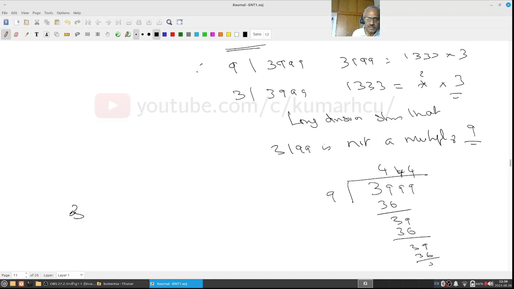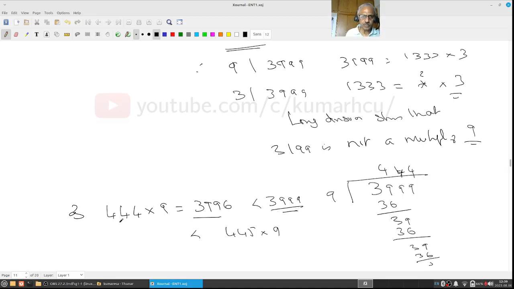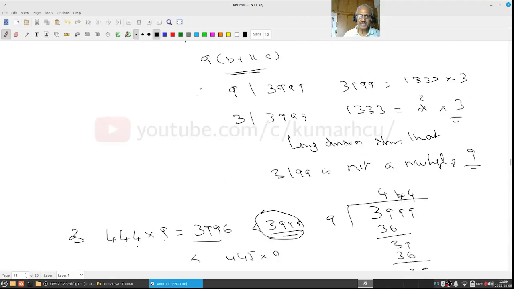Therefore I know 3, okay, 444 times 9 is equal to 3996, but it is less than 445 times 9. Therefore 3999 is greater than 444 times 9, but strictly less than 445 times 9, that you can check. Therefore this is not a multiple of 9, but remember, I am cheating, I am using long division. But anyway, come back to the thing.